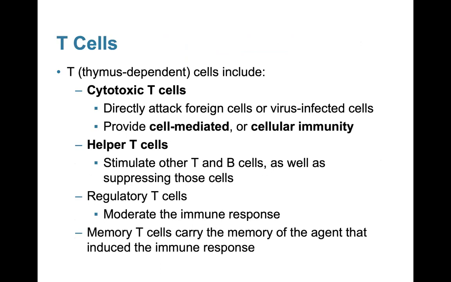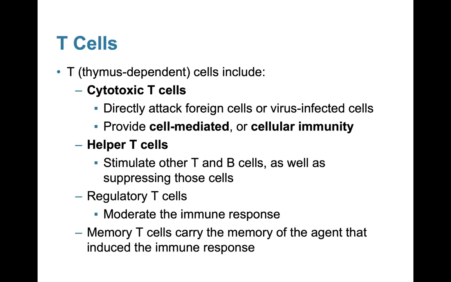Now, T cells include your cytotoxic T cells, which will directly attack foreign cells or virus-infected cells. They provide cell-mediated or cellular immunity. We also have what are called helper T cells. These will stimulate other T cells and B cells, as well as suppress those cells. It really regulates their function. Helper T cells are primarily what control your immune system.